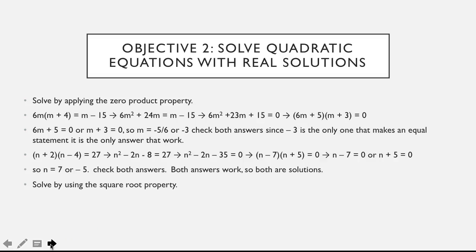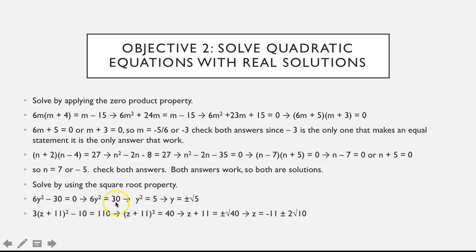Solve by using the square root property. This means you want to isolate the square on one side and put the other numbers on the other side. So here you're going to add 30 over, divide by the 6, y squared is going to equal 5, and then you're going to take the square root of both sides, which leads into plus or minus square root of 5.